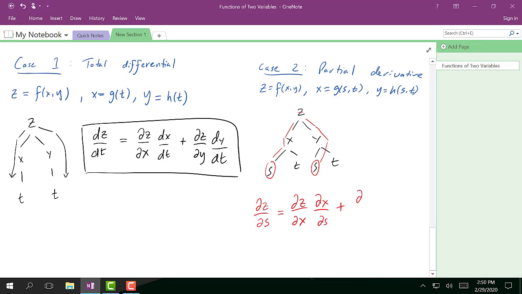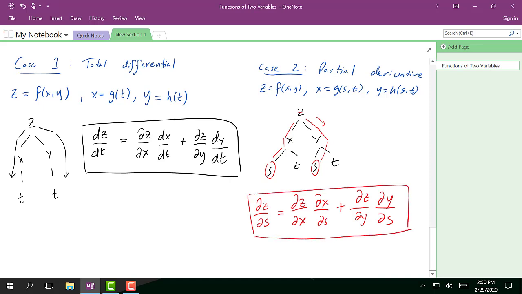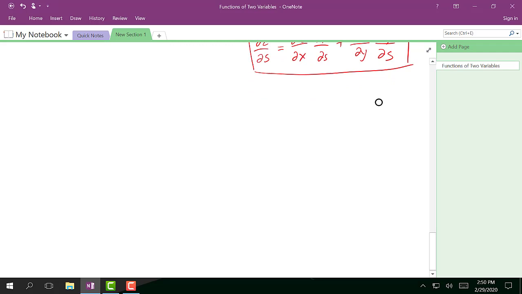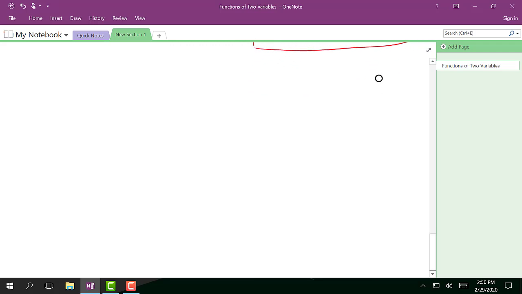Plus the partial derivative of z, now going down this path on the right. So z talks to y, and then y talks to s. So this is essentially what I have for the partial derivative of z with respect to s. Of course, we could take the partial derivative of z with respect to t, and it would not be too different. Okay, so hopefully this makes sense. Go ahead and copy this down, or make sure this makes sense to you before we look at this next example.